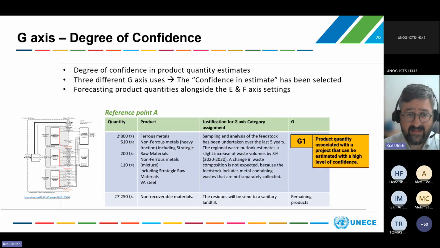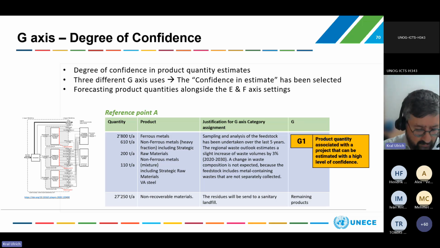We're now coming to the last axis. It's the degree of confidence, and this is the degree of confidence in the product quantity estimates. So it means the degree of confidence of the tons that are produced, that are the output of the recycling project. And this degree of confidence is based or can be estimated based on 3 different approaches. I'm not going into the details here. There's a recommendation by the EGRM, the Expert Group on Resource Management, on how to apply this G-axis.